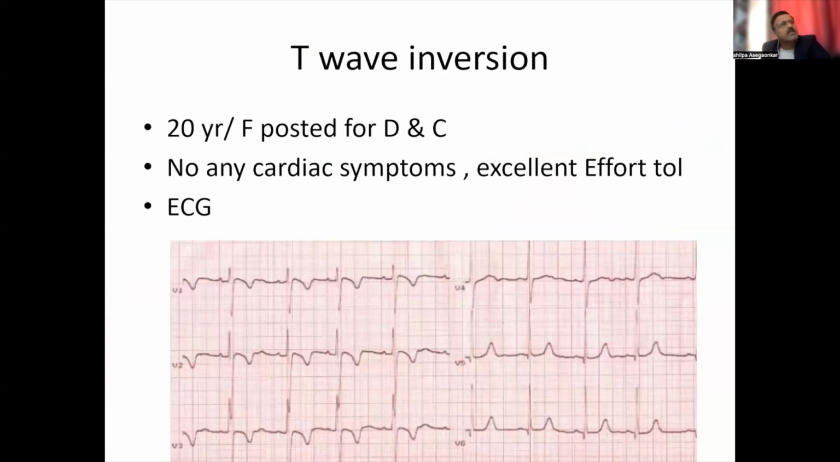Now, T-wave inversion. This is a 20-year-old female posted for a simple D and C. When I saw the ECG of this patient, there is a T inversion in V2, V3. But otherwise, the ECG was normal. There was excellent effort tolerance, no other symptoms. This is a normal finding. Presence of T inversion in V2, V3 in a young female is what we call the juvenile pattern of ECG. Even in pediatric patients, this can be present. When the patient is asymptomatic and of young age, you should not give too much importance to such T inversion.